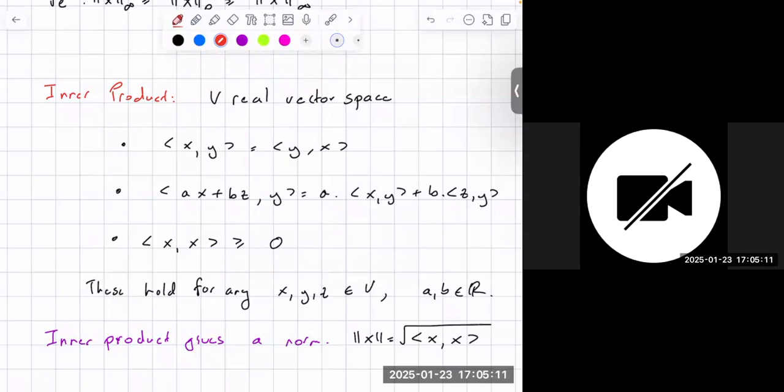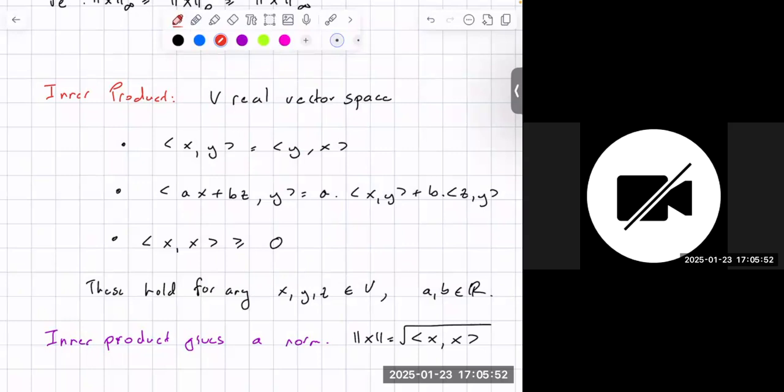So an inner product will take two vectors and spit out a number, okay? That's what an inner product does. If you change the order of the vectors, x and y are two vectors, the output should not change. This thing with brackets, that's the inner product. And if you take numbers a and b, multiply your vectors and do the inner product, it should decompose like this. And if you take the inner product of a vector with itself, it should be a number that is positive, okay? That's what an inner product is.